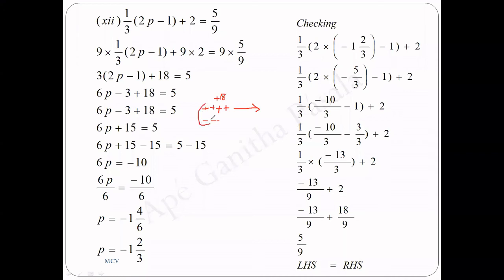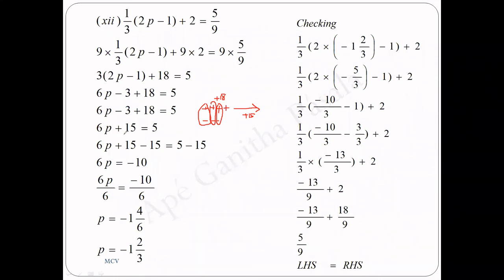Now cancel this plus with this minus. Cancel this plus with this minus. Here there are 18. So if you remove 3 plus signs, then another plus 15 remains. Can you understand? Another plus 15 remains. So what should be the answer? Minus 3 plus 18 means plus 15. 6p plus 15 equals 5.